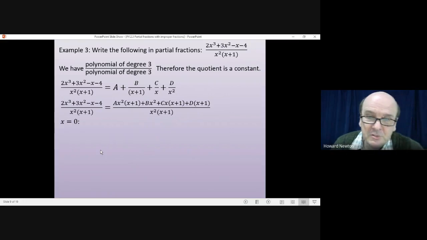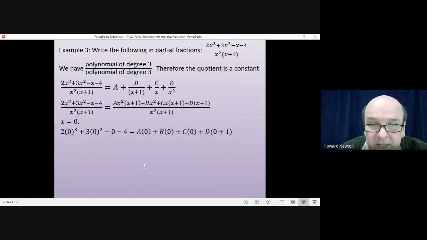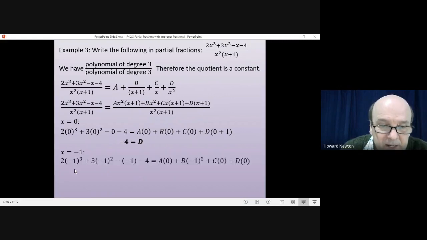Then using the substitution method, first of all, we'll let x equal 0 because of these x squared terms and the x term here. So on the left-hand side, all I'll have is minus 4. And on the right-hand side, these first 3 terms all vanish because x squared and x will equal 0. And all I'm left with is 0 plus 1 times d on the right-hand side, which straight away gives us d equals minus 4.